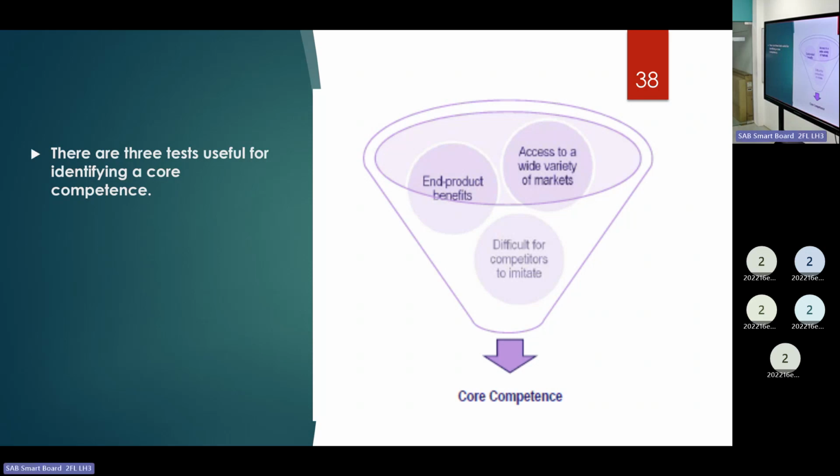Core competency එකක් දෙනවද කියන එක අඳුර ගන්න අපිට ටෙස්ට් 3ක් කරන්න පුළුවන්. End product benefit, right? If this competency gives some end product benefit, හරි අවසාන product එකට benefit එකක් තියෙනවා, right? And access to a wide variety of the market. ලොකු market එකකට wide variety market එකට access තියෙනවා, right? කොහොම කලාතුරකින් අවශ්‍ය වෙන benefit එකක් නම් ඒක එච්චර වැදගත්.